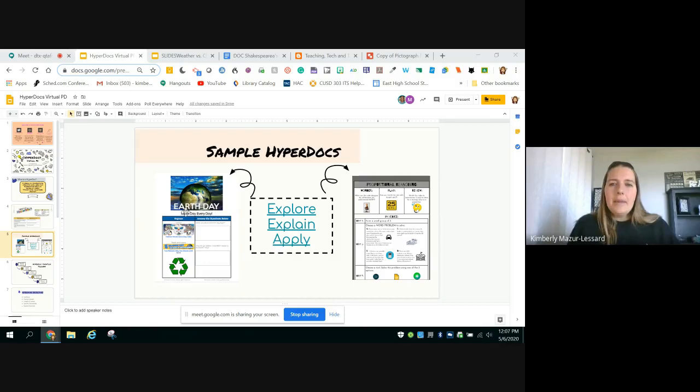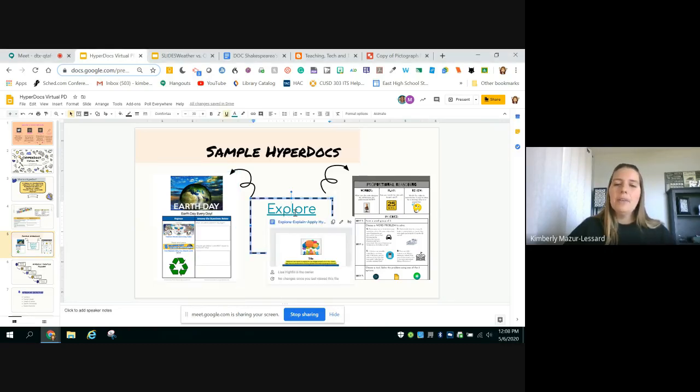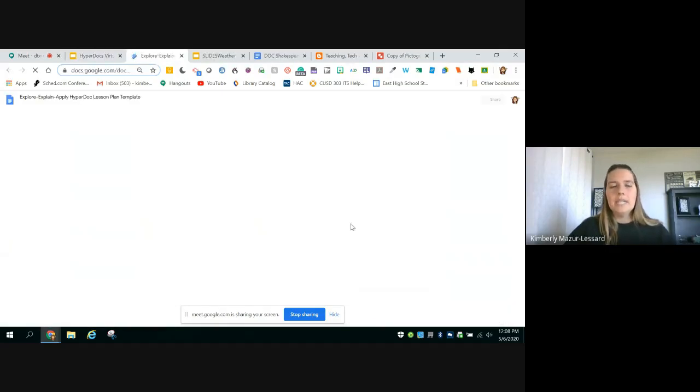So let's take a look at some sample HyperDocs. Today, we are going to be focusing on the learning cycle of explore, explain, and apply. As you'll see throughout this entire presentation, there are hyperlinks hidden behind graphics, and we have text that's hyperlinked. As I click into explore, explain, and apply, it's going to bring you to a template. This template allows you to create your own learning experience, taking on that learning cycle. So here we go.